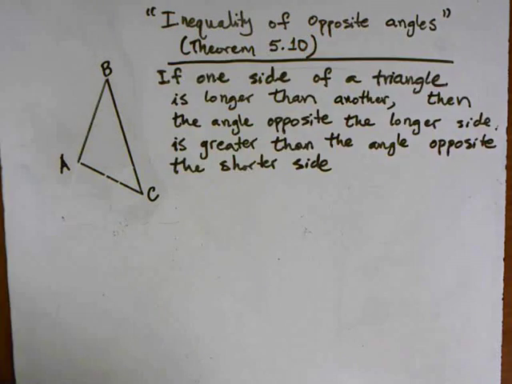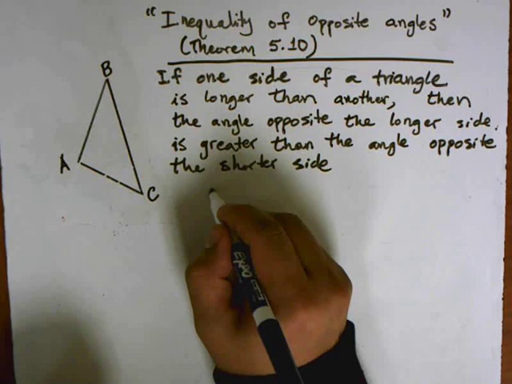So the theorem says, if one side of a triangle is longer than another, then the angle opposite the longer side is greater than the angle opposite the shorter side. Now that's a whole lot of words here, so let's see if we can illustrate what this means. So if one side of a triangle is longer than the other, so let's make this if statement here.